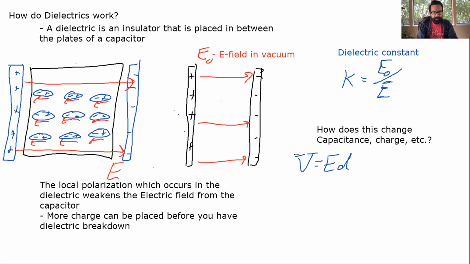It is the electric field. Remember the E. If I put E, I'm talking about the electric field with a dielectric. E0 is the electric field in vacuum. Okay, so using that equation above there, I could substitute E0 over K times D, which E0 times D is your initial voltage over K.